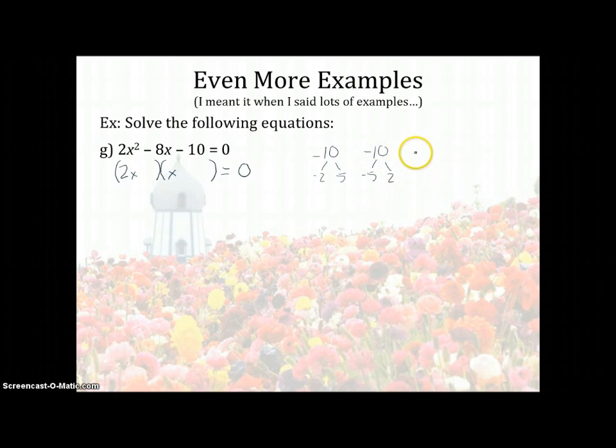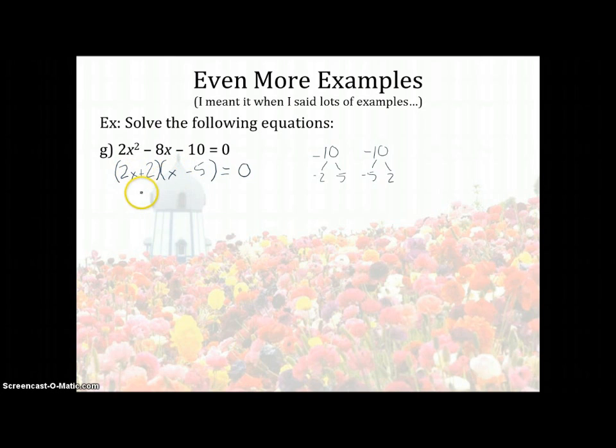Remember, keep doing all these factor trees in order to find the ways that you're going to guess and check. For this particular problem, I'm going to try out -5 and +2. So I'm going to put +2 here, and -5 there, and I'm going to real quick FOIL to double check and make sure I'm correct.